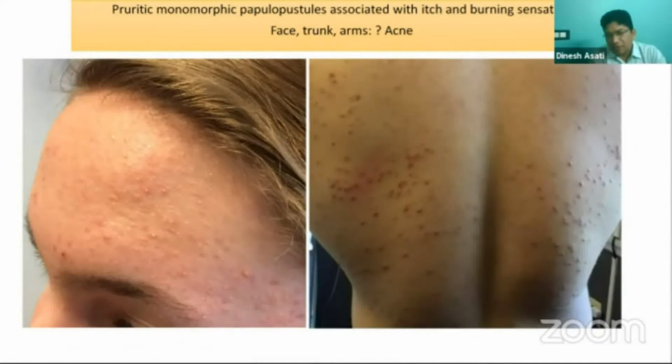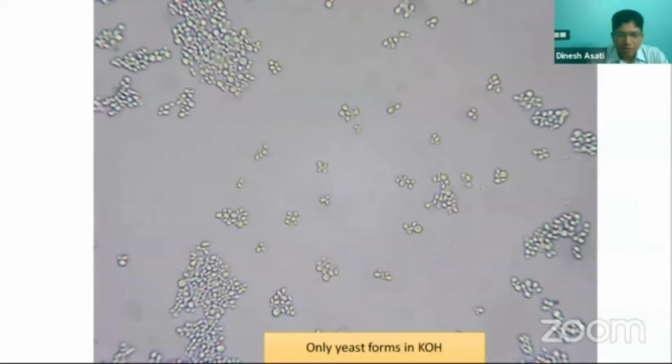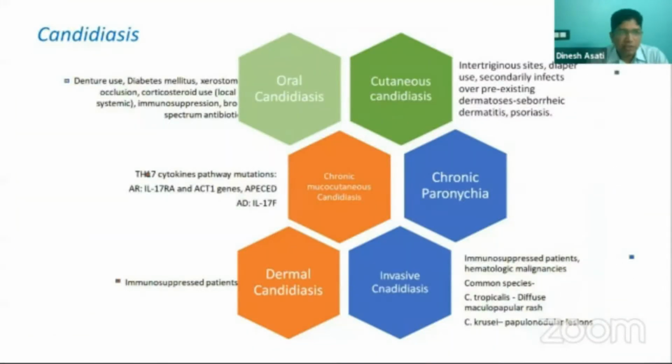So sometimes we commonly see acne vulgaris on face and trunk. Both the sites are very common for it. But if we are finding multiple pustules, then definitely we give a thought: are we dealing with fungal folliculitis, Pityrosporum folliculitis? If it is KOH positive, then it can be nicely treated with simple antifungals, because otherwise the treatment course of acne is very, very different. So this was easy to see in yeast KOH.